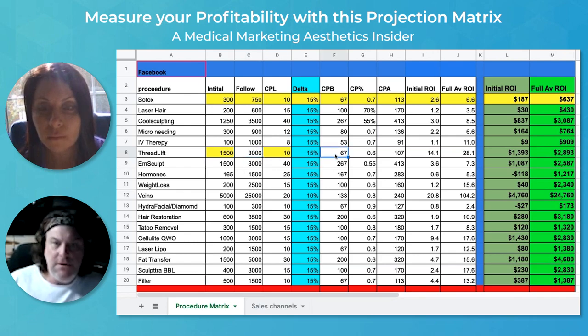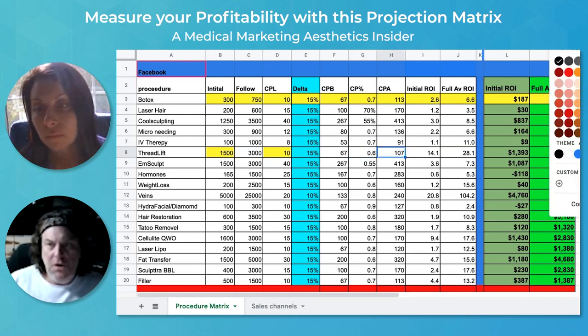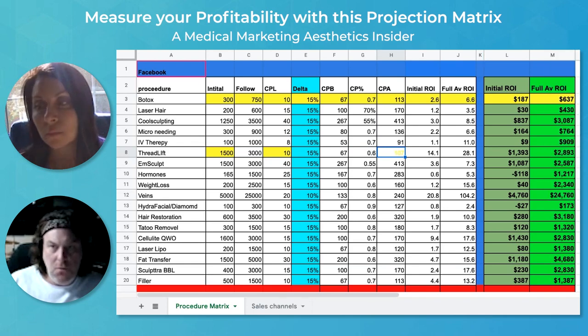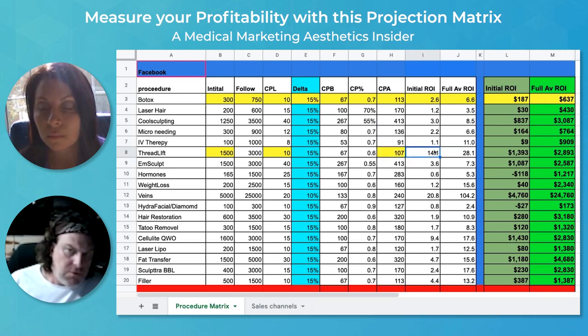So we do the same math. We look at a $67 cost per booking. We close 60% of those patients. We get an acquisition procedure cost of $106. So we're actually at $106 per acquisition. That's a turn of 14 times return on investment of marketing, which ends up being an initial ROI of $1,300, almost $1,400, with a full set ROI at $2,800. So huge difference, right? This is almost a 10x difference from Botox.